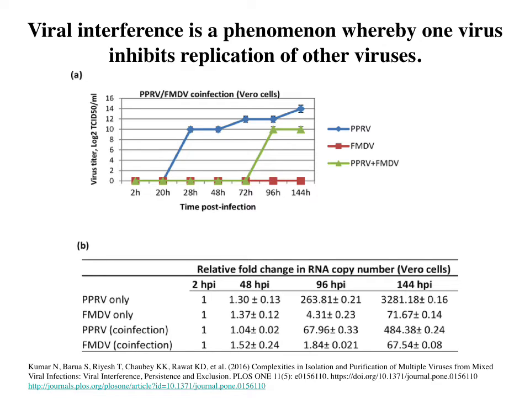But it depends on which one has been infected first. So if you infect with FMDV for your co-infection, the plaque formation is lower than with the PPRV.